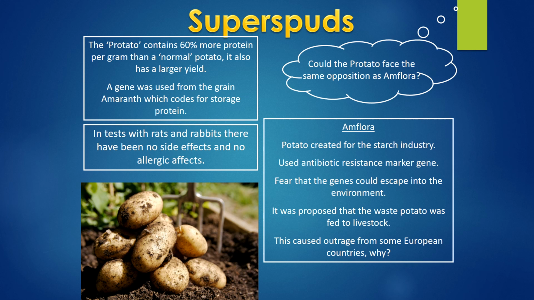And obviously, if we can genetically engineer or genetically modify food, there are some real benefits there. So this is the potato. It has 60% more protein per gram than a normal potato, with a larger yield, which means the plant will produce more potatoes. A gene was used from a different type of grain, which makes protein storage.